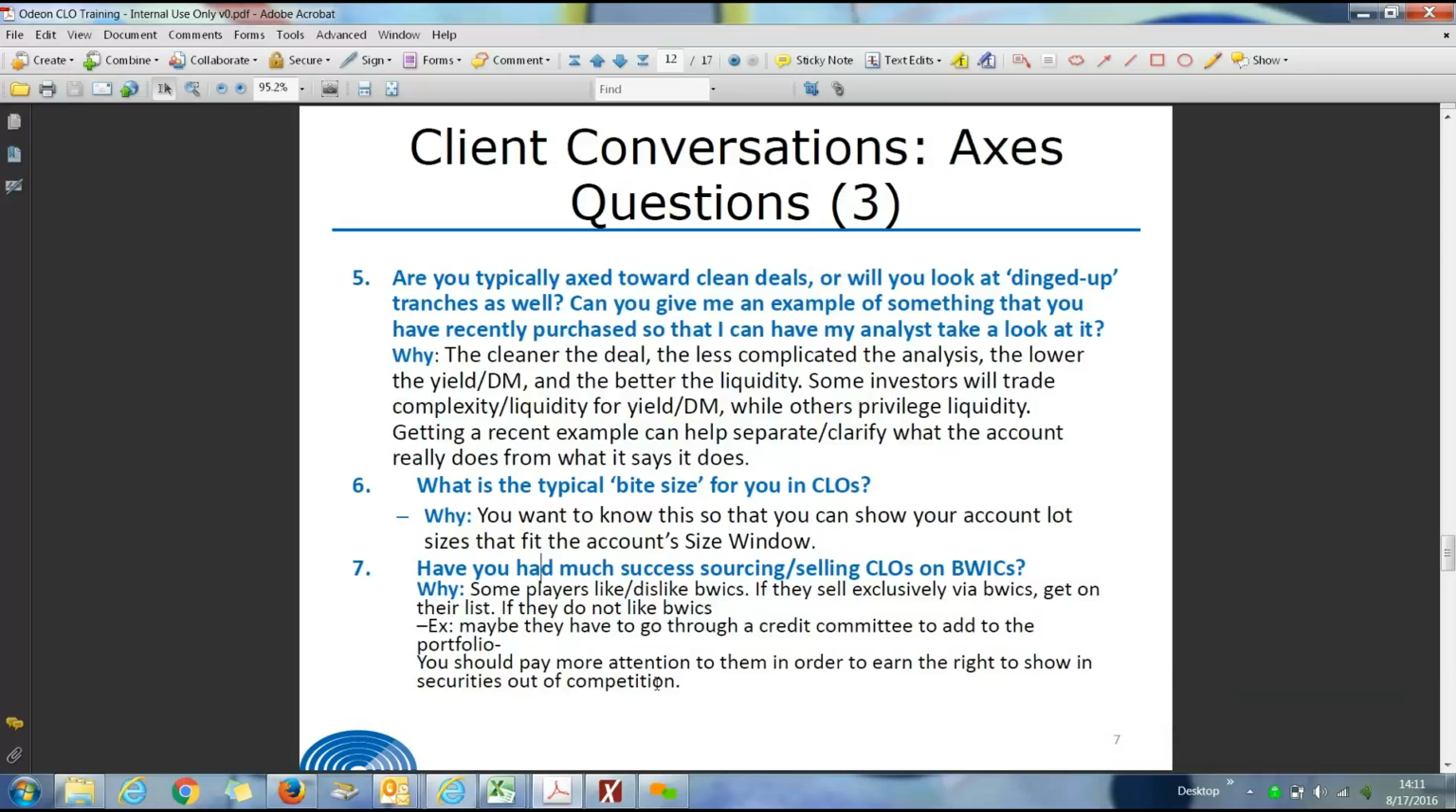Yeah, so that's what I mean by you should pay more attention to them in order to earn the right to show in securities out of competition. Because that's the key. That's really where, nobody makes any money on BWICs except the clients, I guess.